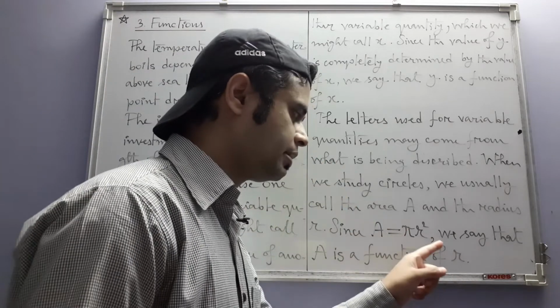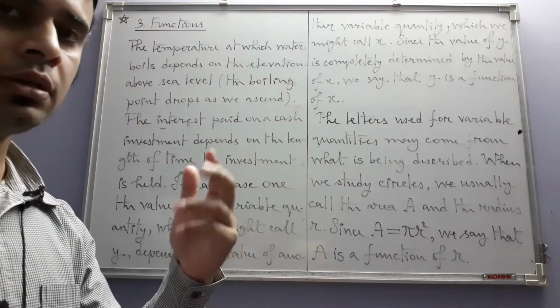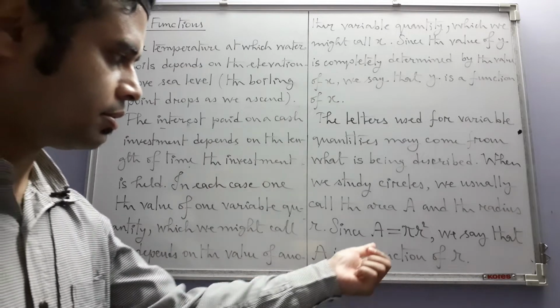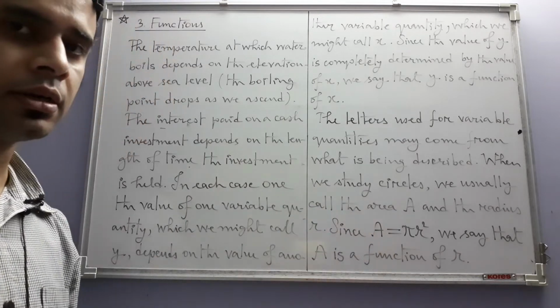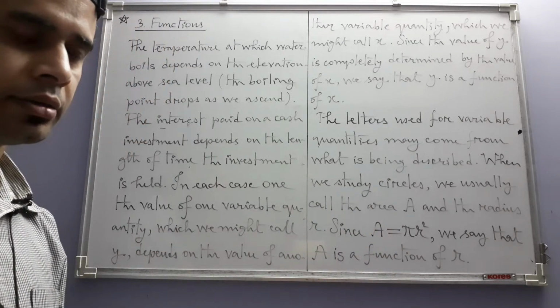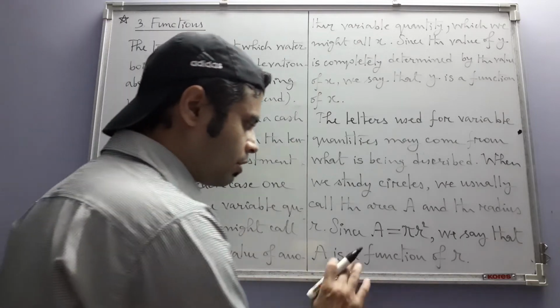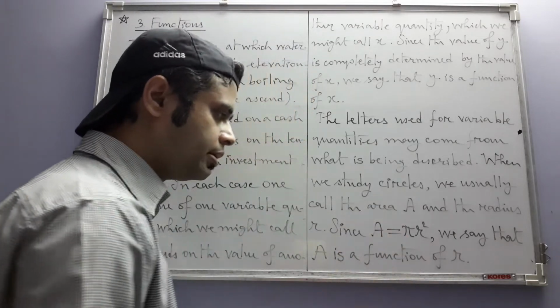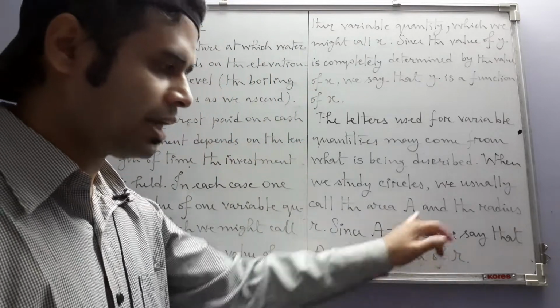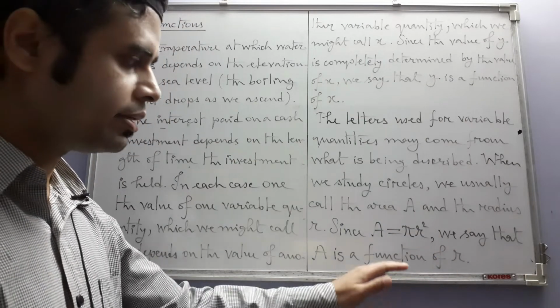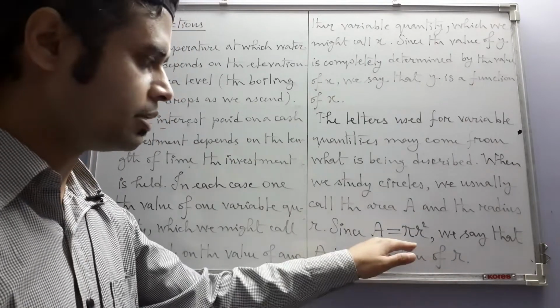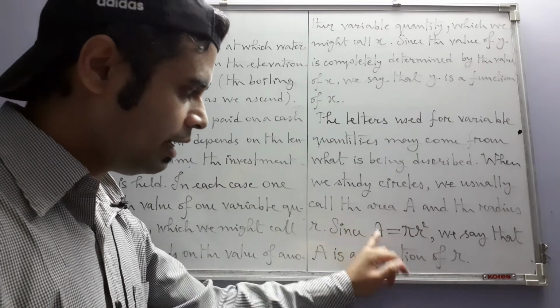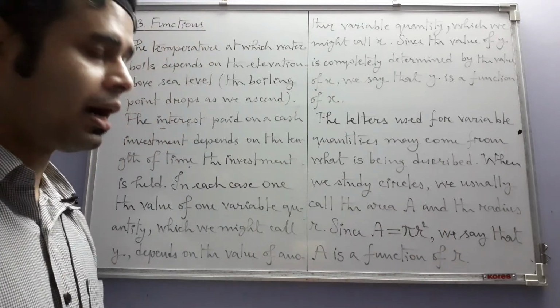The radius in this case is an independent variable and the area of the circle is a dependent variable. So because the area is completely determined by the radius by this formula, a is a function of r.